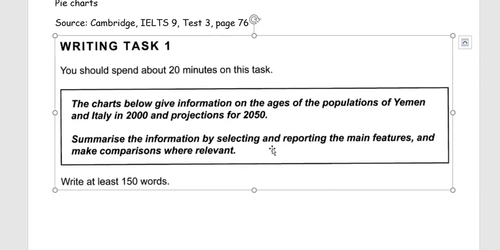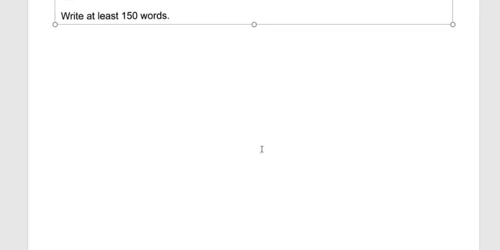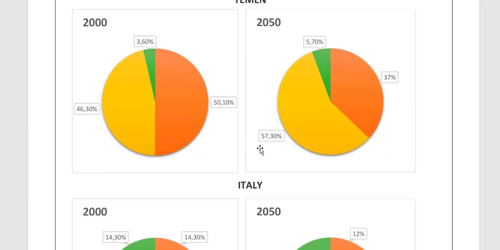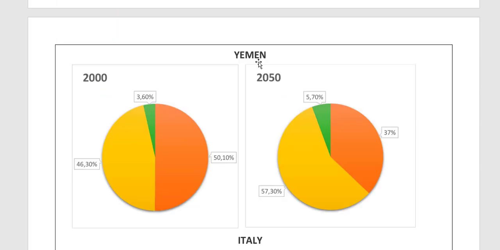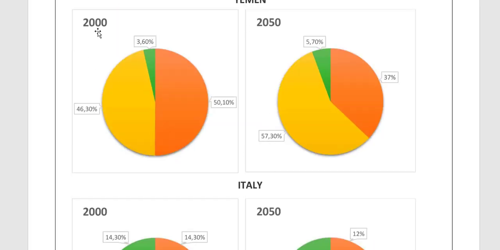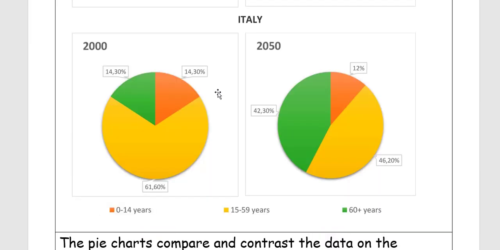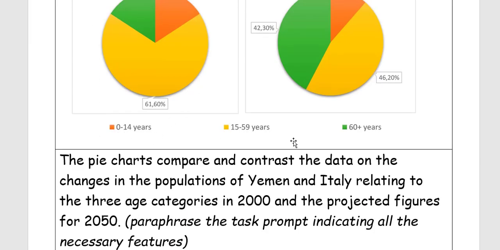Let's look at this task prompt in detail. The charts below give information on the ages of the populations of Yemen and Italy in 2000 and projections for 2050. Summarize the information by selecting and reporting the main features and make comparisons where relevant. Alright, so here we have 4 pie charts. We have 2 countries, Yemen and Italy, and we have 2 years, and we have 3 age categories.